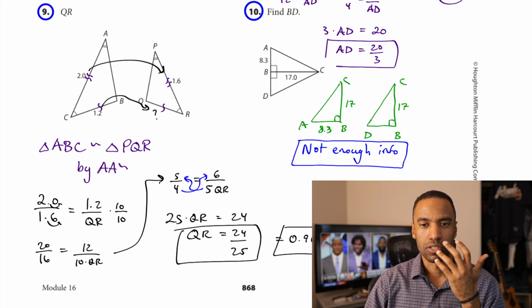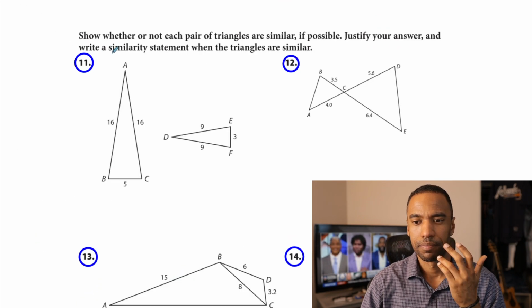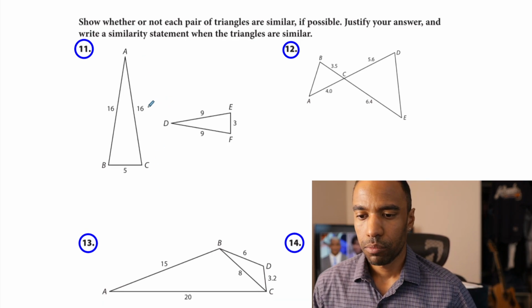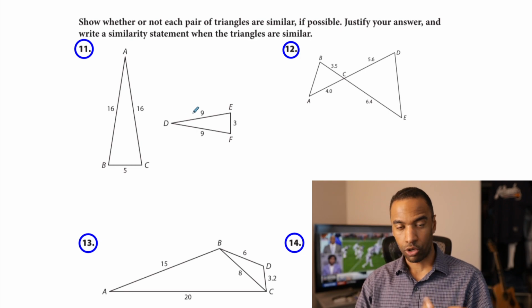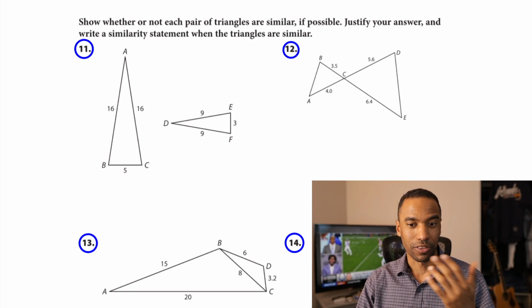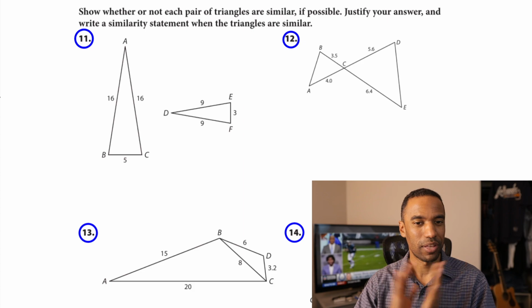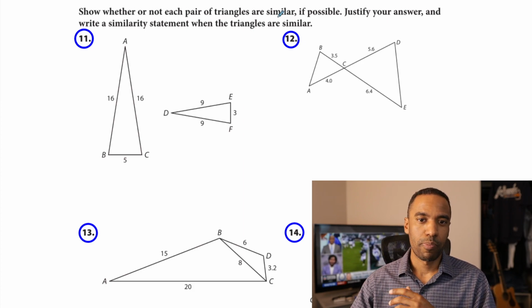All right, let's move forward. Let's look at number 11. Now we're dealing with what looks like a side-side-side test worth playing with, because I see no angle measures, and you don't know this thing called the law of cosines to find angle measures, so we're not playing with angles. Show whether or not each pair of triangles are similar.